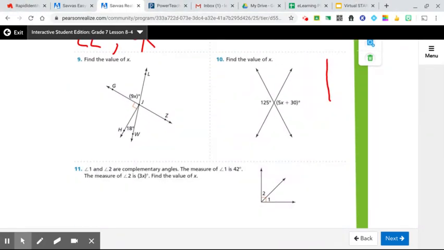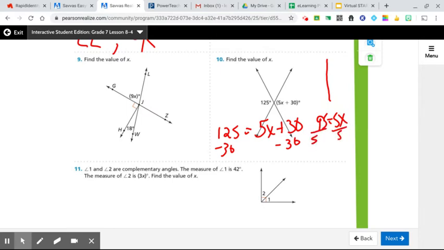So what we're going to do is set it up: 125. I know these are going to be the same measurement because they are vertical. So 125 equals 5x plus 30. Subtract 30 from both sides. I get 95 equals 5x. Divide both sides by 5. X equals 19. All right, so we're using our algebra skills.